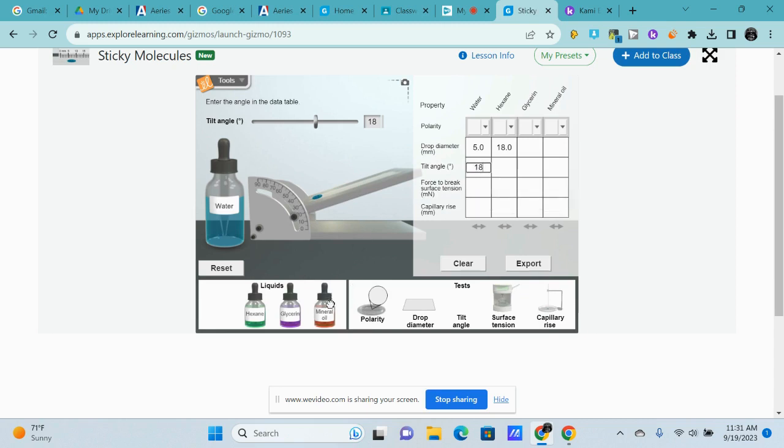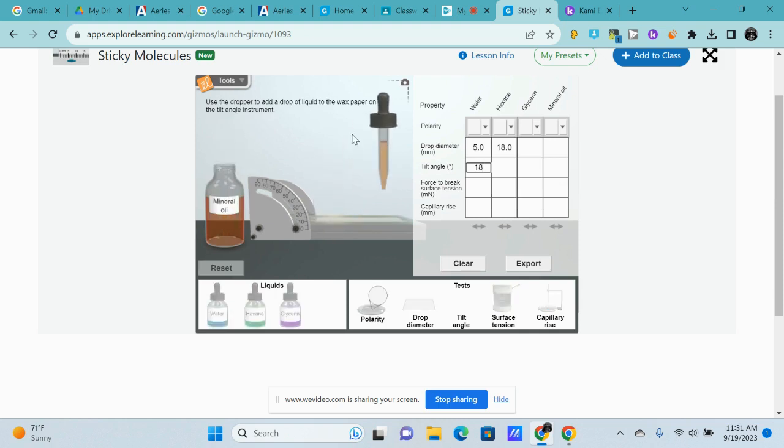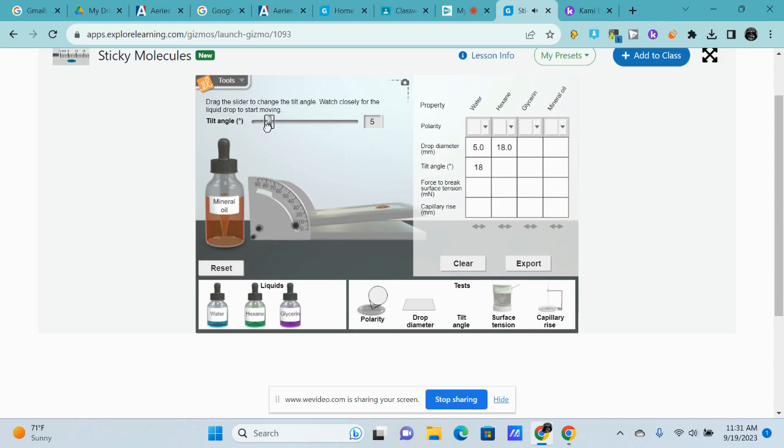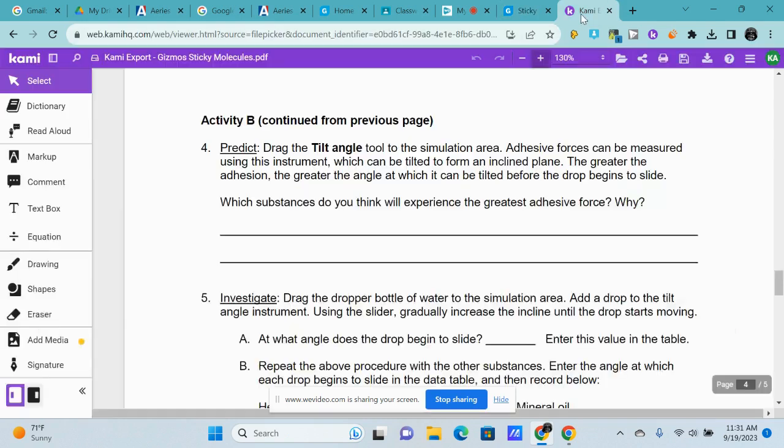And for these other ones, let's try mineral oil. Put it on here. Put a drop. Slowly start tilting it. Slowly, and it only took 8 degrees. So mineral oil was only 8. And let me go through one more.